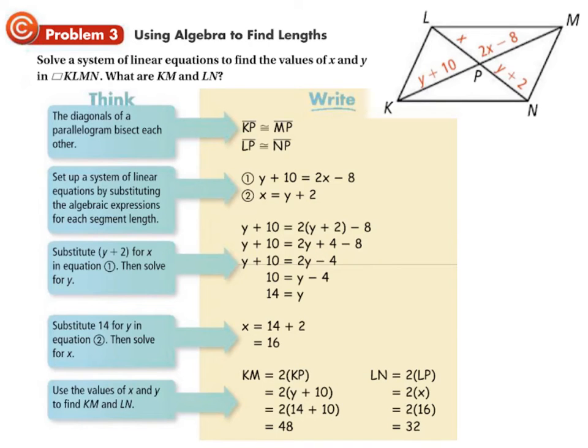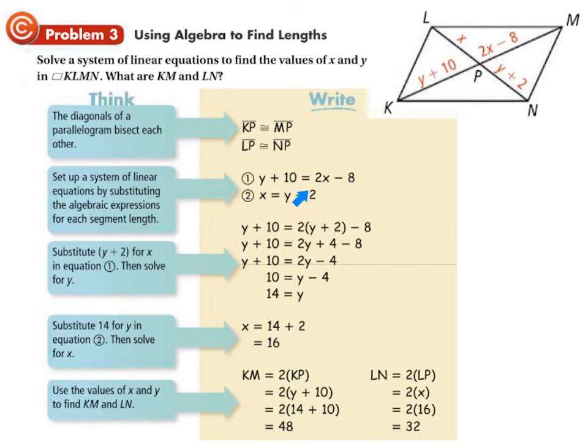Okay, so what do we know? We know that the diagonals bisect each other, so therefore we have KP equal to MP right there. So you write that out as y + 10 = 2x - 8. We also know that LP and NP are congruent, so x = y + 2.